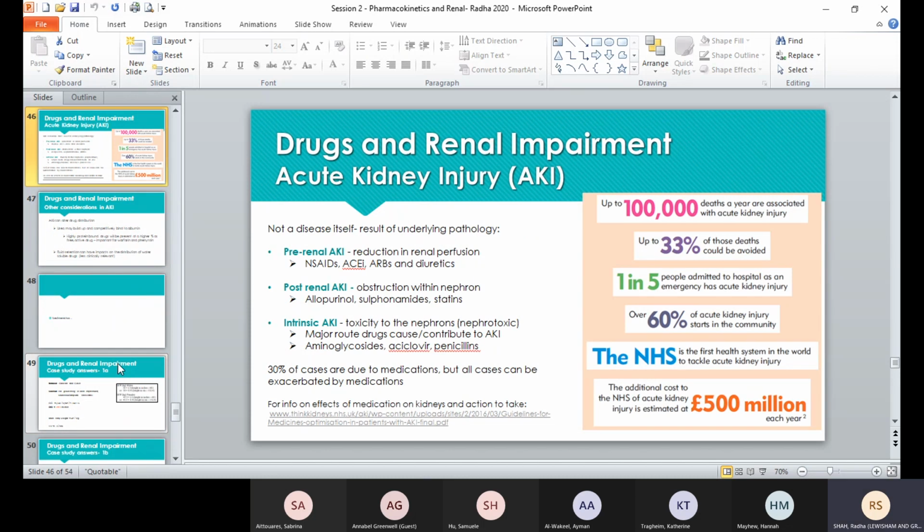So drugs and renal impairment, not a disease itself, but a result of underlying pathology. If it's pre-renal AKI, some drugs that can cause this are NSAIDs, ACE inhibitors, ARBs, and diuretics. Post-renal AKI, allopurinol, sulfonamide, statins. So up to about 100,000 deaths a year are associated with AKIs. 1 in 5 people admitted to hospital as an emergency have an AKI, and it is estimated to cost the NHS 500 million per year. So if it is drug induced, it's really important that we get the dosing correct and we identify it quickly.